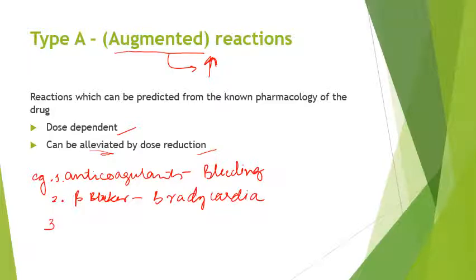Third example is of nitrates. Now nitrates dilate the arteries, and these are mainly used to treat the chest pain which a patient experiences when he is suffering from heart diseases. Now in some cases, because of nitrate administration, the patient may have severe headaches. The fourth example is of prazosin. Now prazosin is a drug which is used to treat hypertension, and in some individuals it causes postural hypotension.